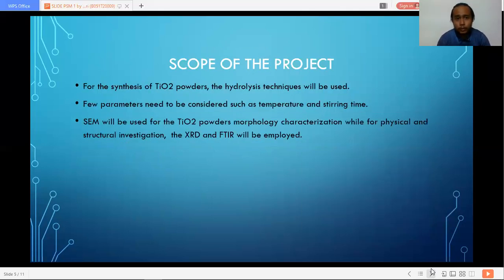And for the scope of the project, for the synthesis of titanium dioxide powders, we will use the hydrolysis technique. And also a few parameters need to be considered, such as temperature and stirring time. For the titanium dioxide powder morphology characterization, we use SEM. And for the physical and structural investigation of the titanium dioxide powders, we will employ XRD and also FTIR.